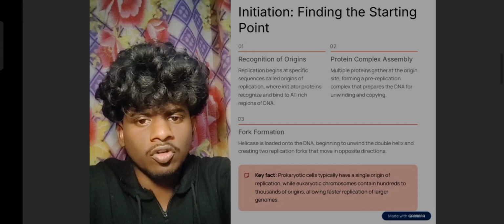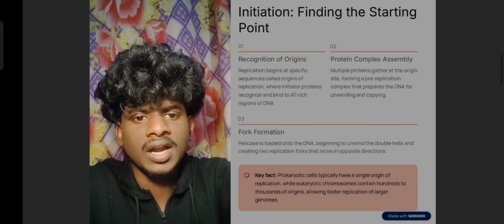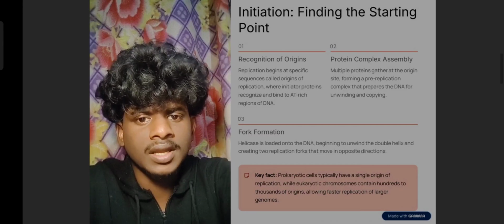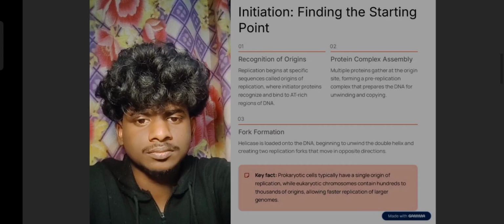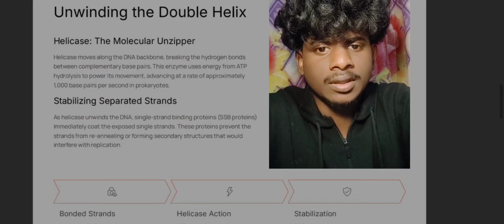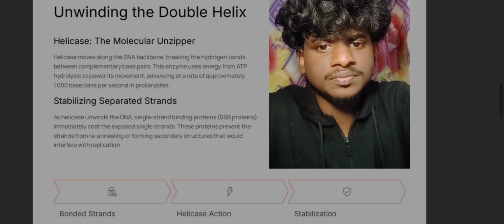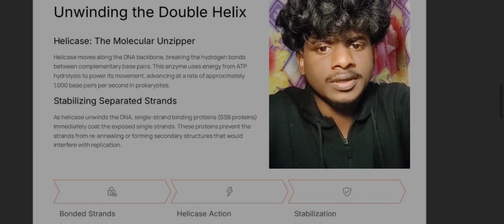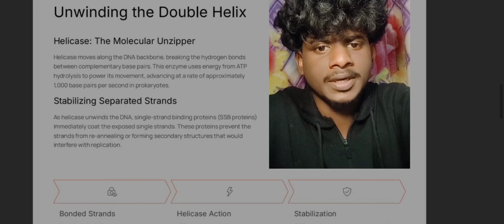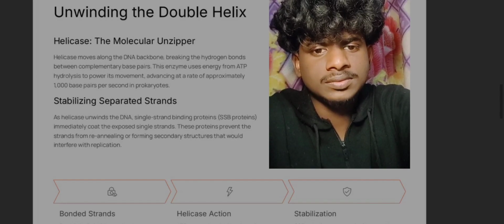Fork formation: helicase is loaded onto the DNA, beginning to unwind the double helix and creating two replication forks that move in opposite directions, breaking the bonds between complementary base pairs. The enzymes use energy from ATP to power the movement, advancing at a rate of approximately 1000 bases per second in prokaryotes.